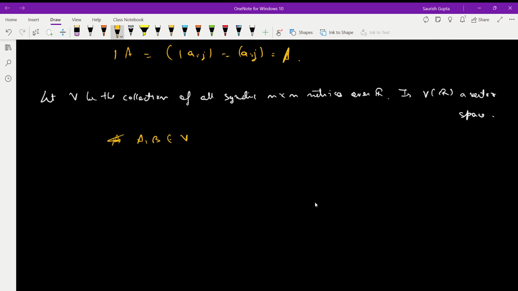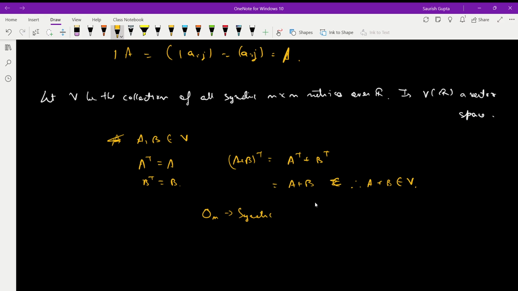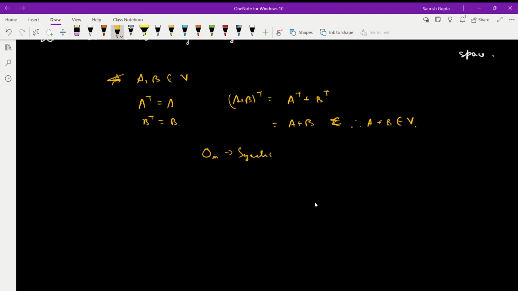That's quite easy at this moment, I guess, because if you choose two elements, say A and B, from V, then we know that A transpose must be equal to A and B transpose must be equal to B because they are symmetric. And we know that (A plus B) transpose is nothing but A transpose plus B transpose from properties of transpose. So that is equal to A plus B. Therefore A plus B is in V. We know that the n cross n zero matrix is symmetric because the transpose of the zero matrix is again a zero matrix.